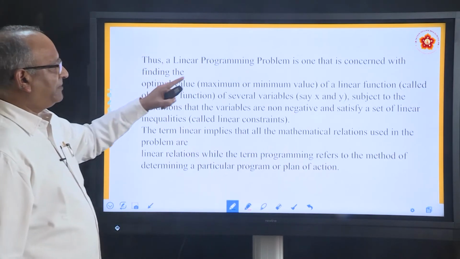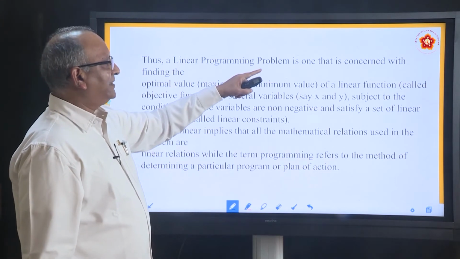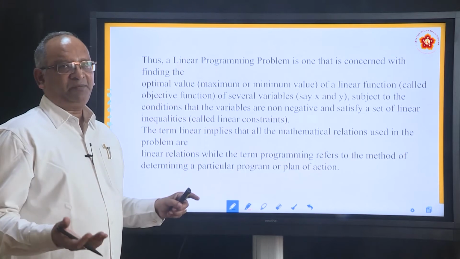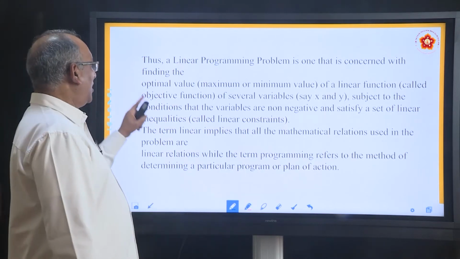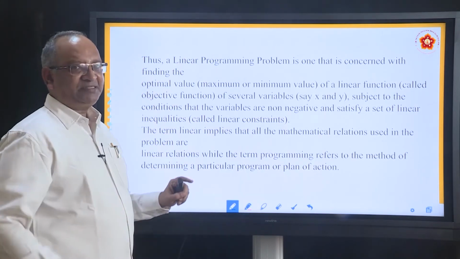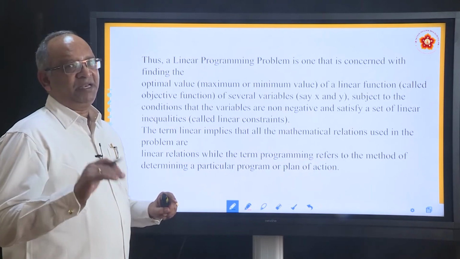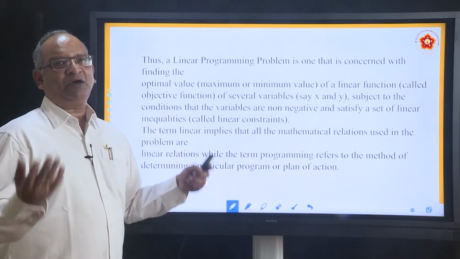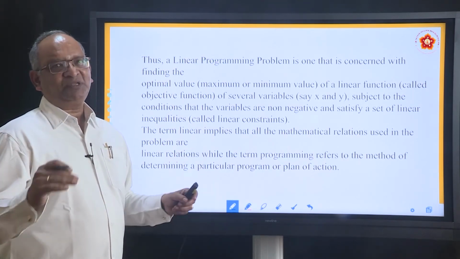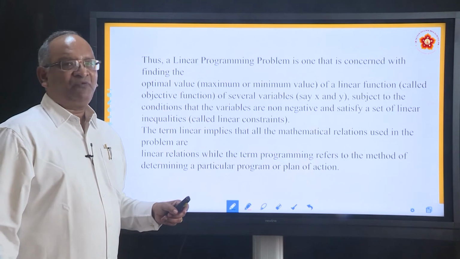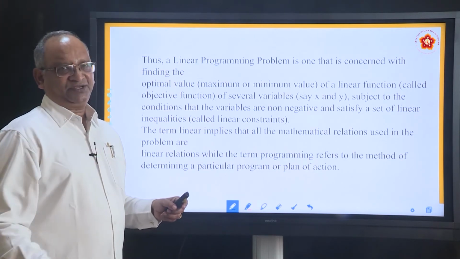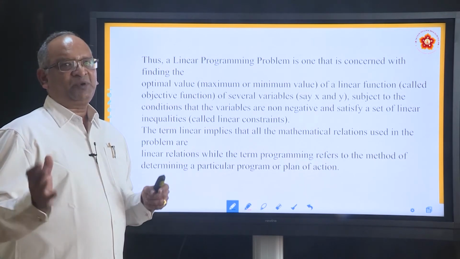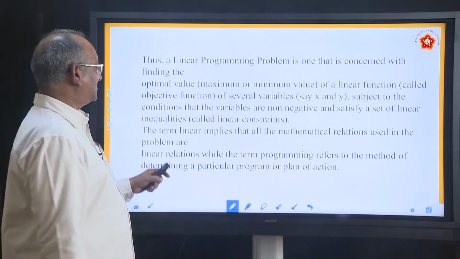Thus a linear programming problem is one that is concerned with finding the... what are linear programming problems concerned with? Optimal value. Optimal means it can be maximum, it can be minimum according to the situation, because every problem is not only a business. There are varieties of problems which we are going to deal with, where we have to minimize certain things. So whether you maximize or minimize, such problems are called linear programming problems.